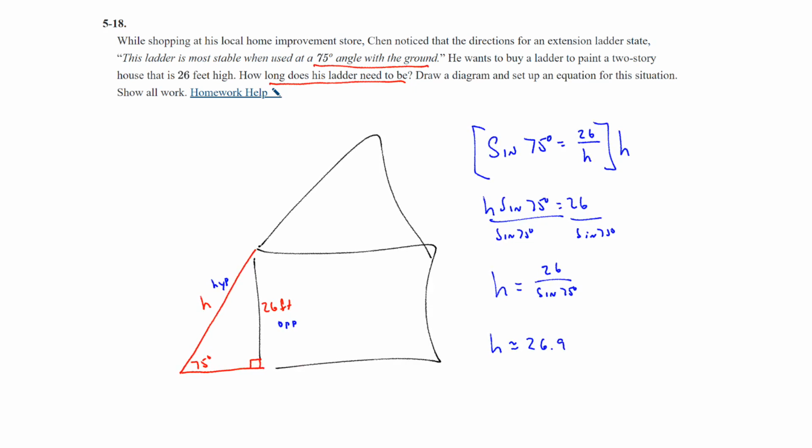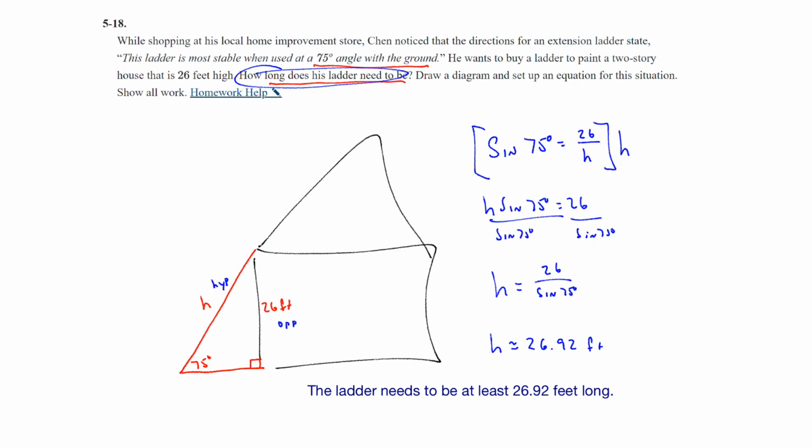So 26.92 feet. And so once again, make sure we do answer the question as to how long the ladder needs to be. It needs to be at least 26.92 feet, or we could even round up to 27 feet for a ladder. So the ladder needs to be at least 27 feet long.